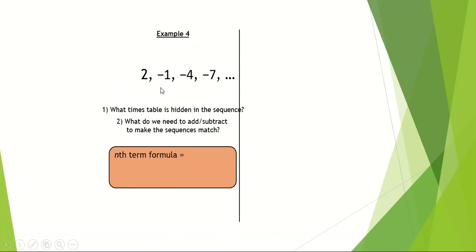For example number 4: 2, negative 1, negative 4, negative 7, and so on. What times table is hidden in the sequence? Correct, it's negative 3. Therefore, we have negative 3 times n, and the sequence will be negative 3, negative 6, negative 9, negative 12. And to match the sequences, we have to add 5. Therefore, our explicit formula is negative 3n plus 5.